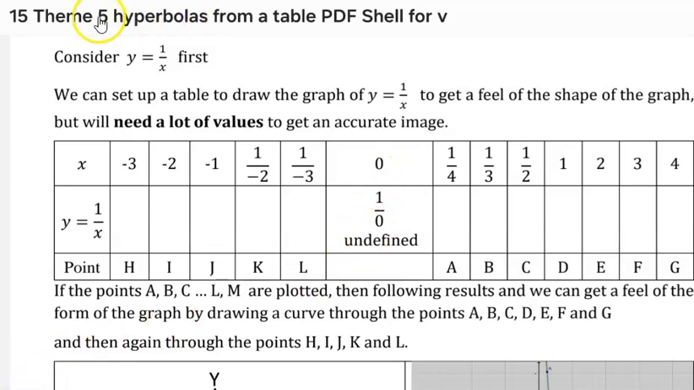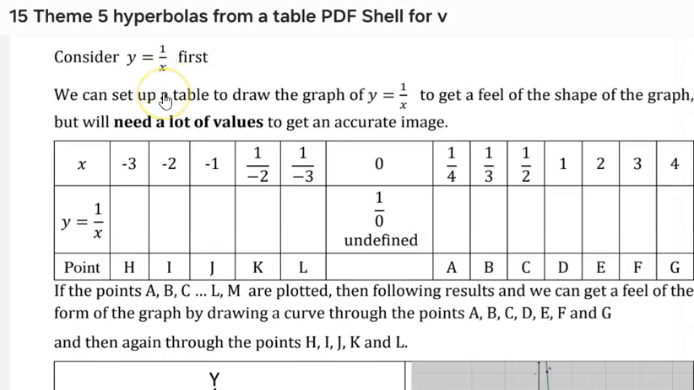When we first discover a new function, we can start with a table. As we did with straight lines, we're also going to do it for hyperbolas. Let us just consider the most simple hyperbola that you can have, and that is y equal to 1 over x, and see how we find the form of that.